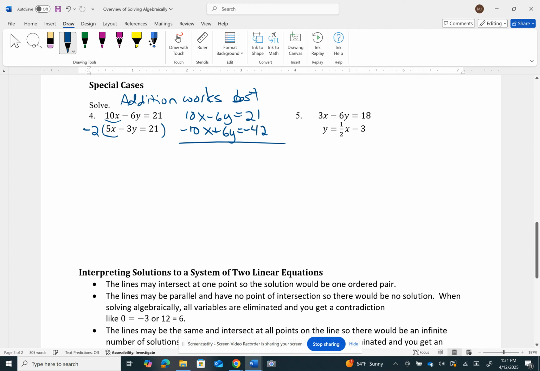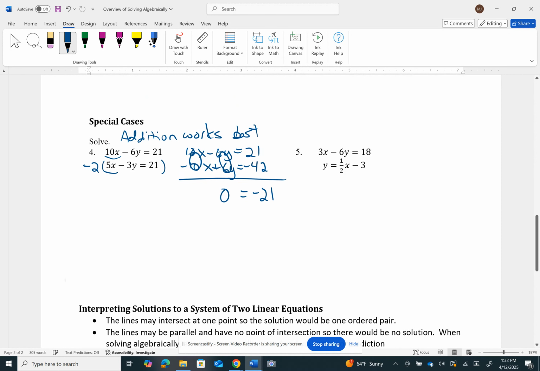And when I do, I've got it so that the x's cancel out. But the y's also cancel out. So on that left side of the equal sign, I have 0, where on the right side, I have negative 21. There's no x equals or y equals, so this is one of those special cases.